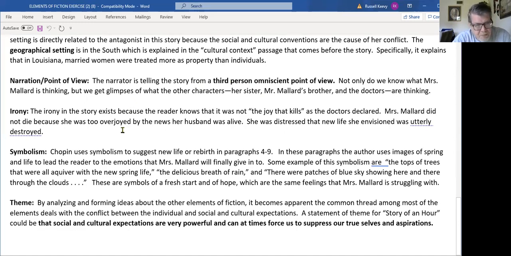Irony. Now, if you really look up the definition of irony, there are lots of different kinds of ironies. I like to just keep things general. Irony is when we know something the people in the story don't know. So the doctors say, "It's the joy that kills." We know that she had this new life all planned out in her head. And then she goes downstairs and we see that all those dreams are shattered.